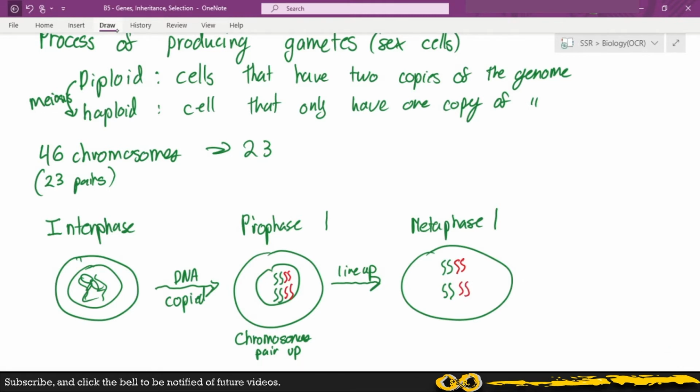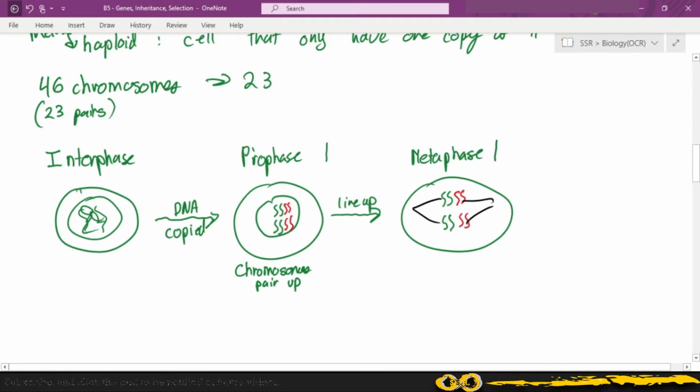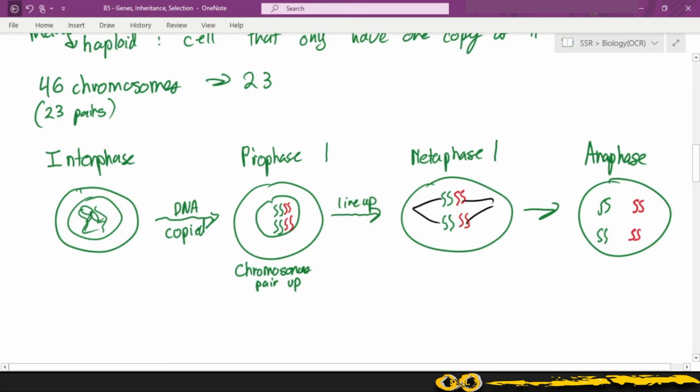And they are ready to be pulled apart to the far sides of the cell, and that's going to happen during the anaphase. We're now going to have our chromosomes being pulled apart to separate sides of the cell. And this is anaphase 1, chromosomes pulled apart.